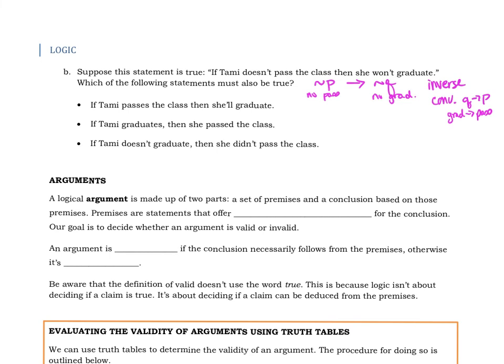Okay, so let's go look for the statement that says, if she graduates, then she passed the class. Okay, and that is the second one right here. If she graduates, then she passed the class. Again, that is equivalent. That is saying the same thing as if she doesn't pass the class, she's not graduating. Okay, same thing. If she graduates, then she had to have passed the class. And that's pretty much what converse, inverse, and contrapositive are all about.